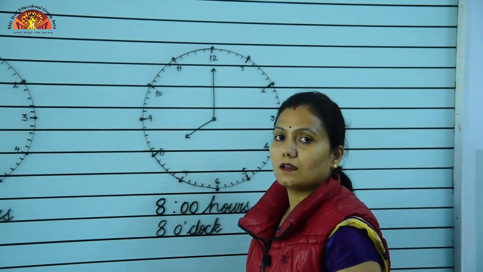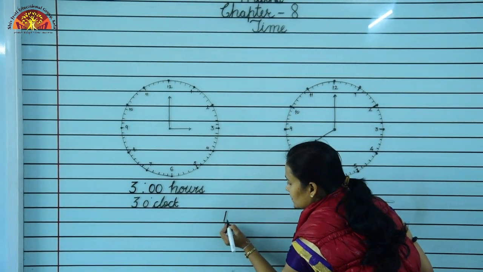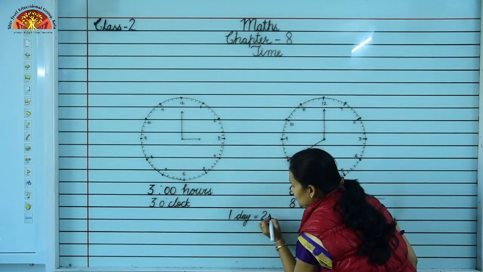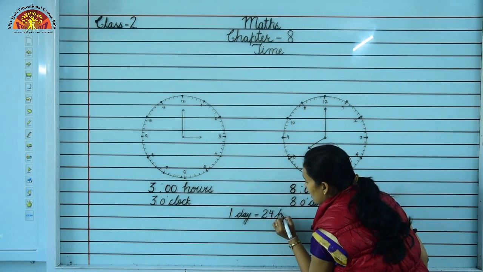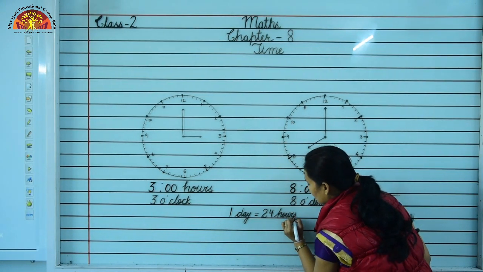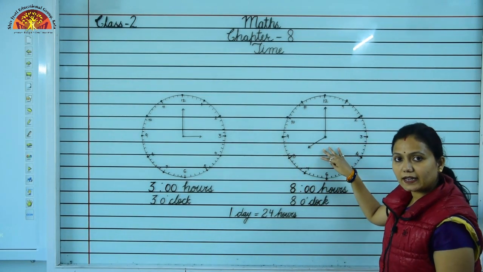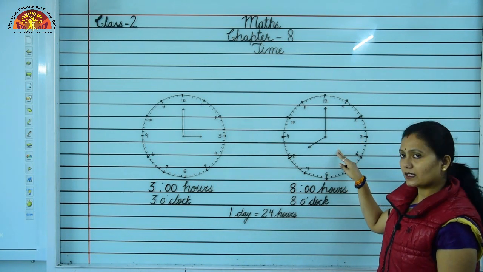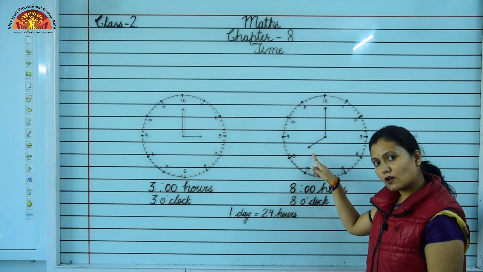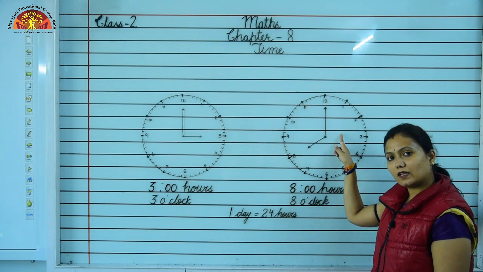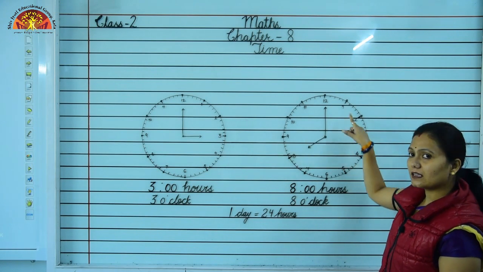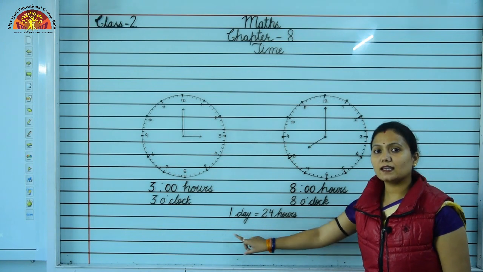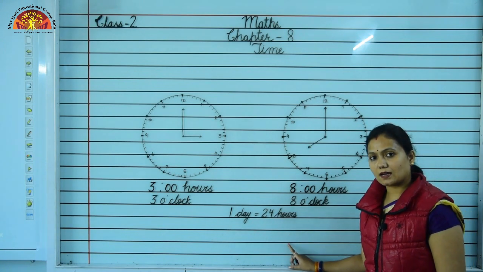Now, one day is equal to 24 hours. So, our hand takes 2 rounds in a day, right? You can see 8 o'clock in the morning also and 8 o'clock in the evening also. So, our hand takes 2 rounds in a day. That's why we say one day is equal to 24 hours.